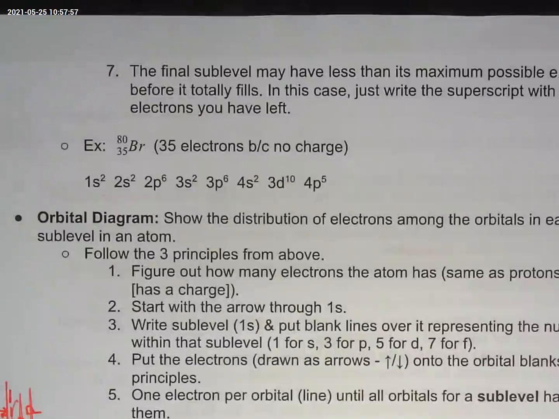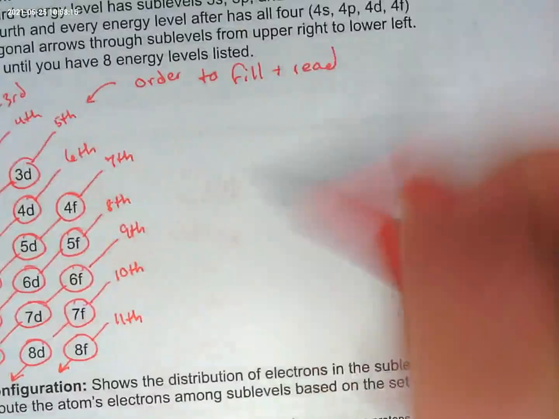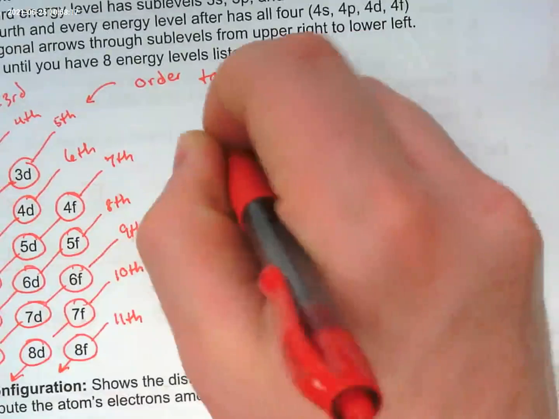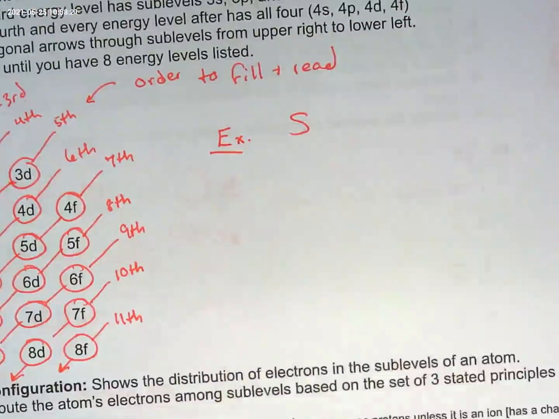Maybe for some of you that's super obvious how we got that. I'm feeling that most of us were sitting there kind of scratching our heads, going, huh? What? So let's do a practice here. Let's say I give you sulfur. I'm going to say, give me the electron configuration of sulfur.